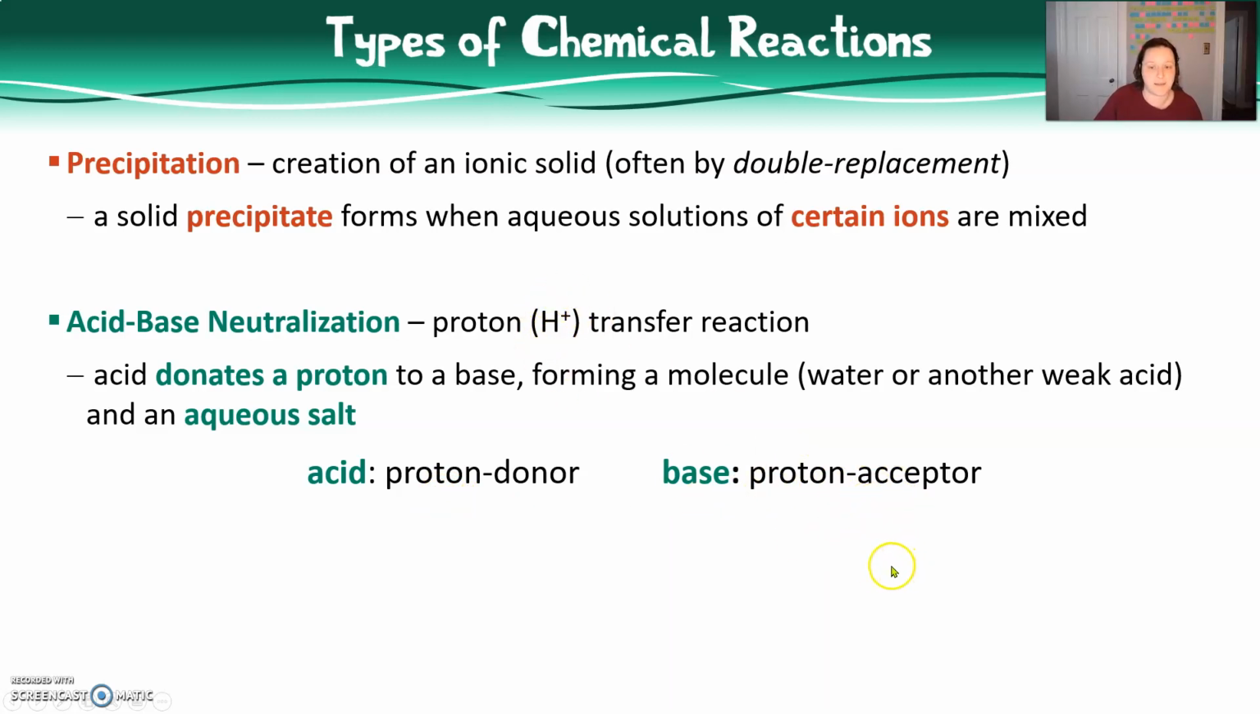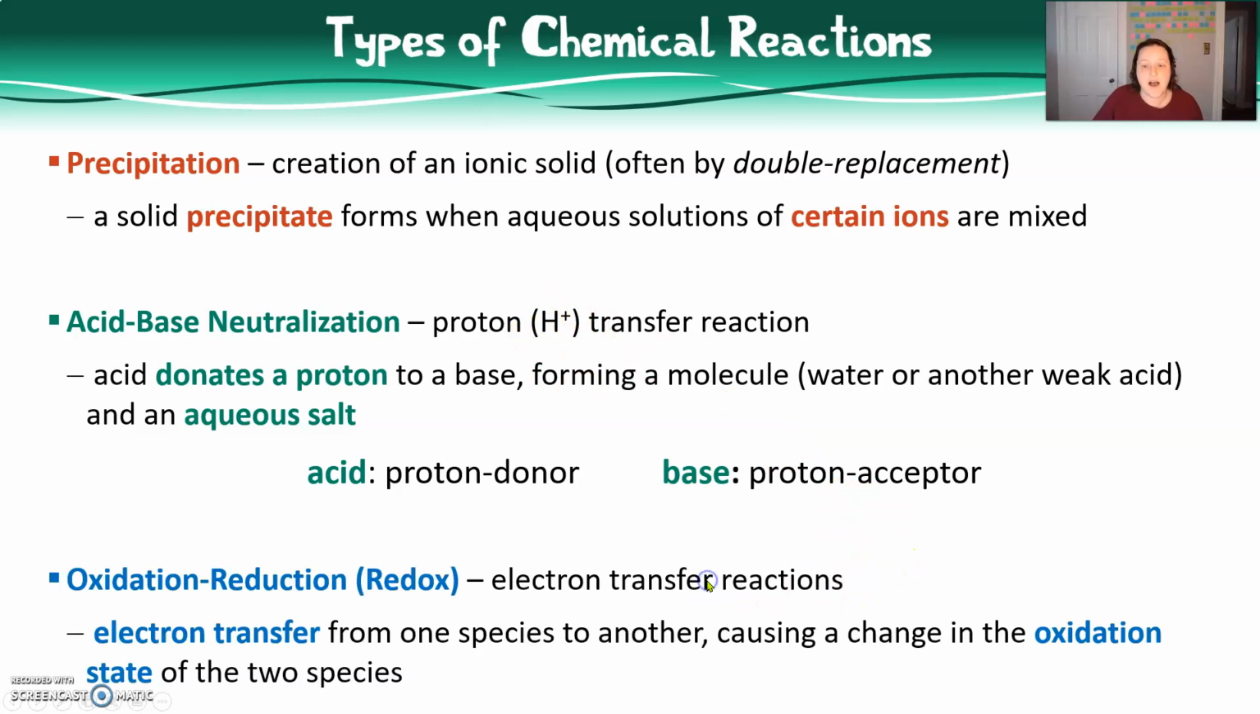Finally, oxidation reduction or redox reactions involve transfer of electrons between two chemical species, leading to a change in the oxidation states of the two species. This typically happens in synthesis, decomposition, and single replacement reactions, and we'll see how to identify oxidation states and when they change for certain chemical species in a future mini lecture.